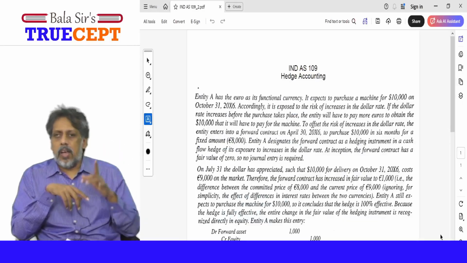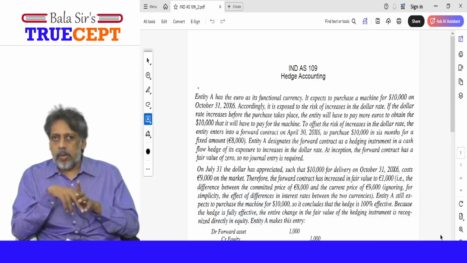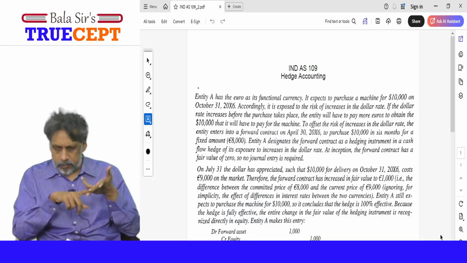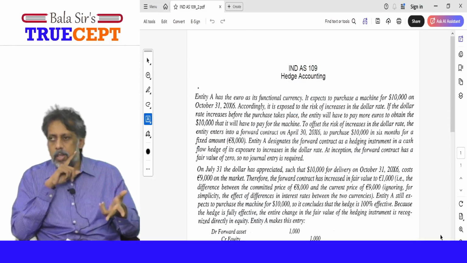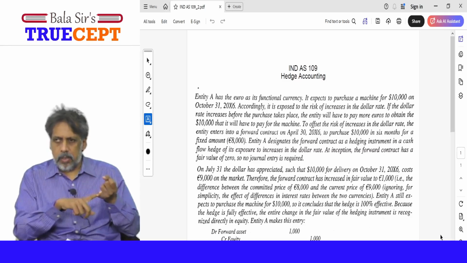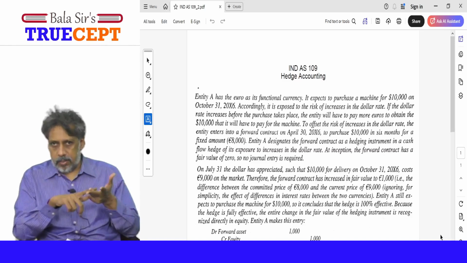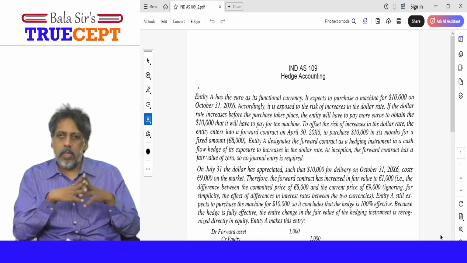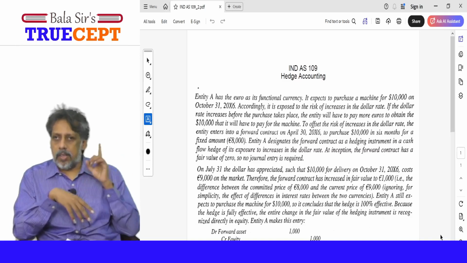Now let us go ahead and take on this example on hedge accounting. Even though there are no numericals in your study material, they might test on hedge accounting. Now let us take on this example.